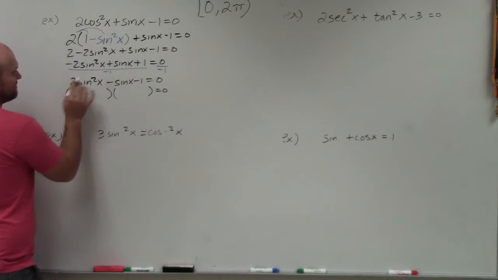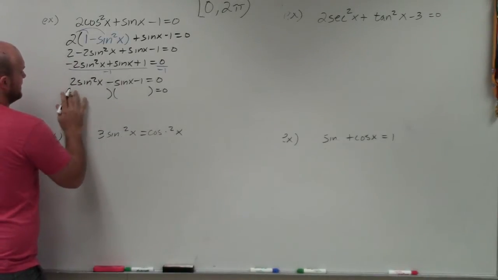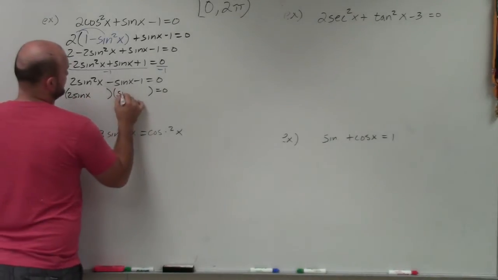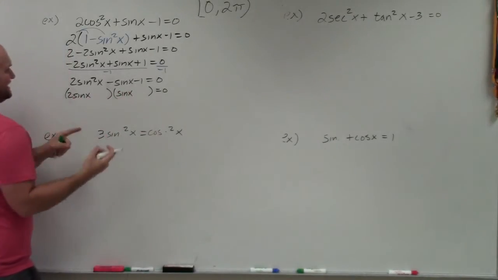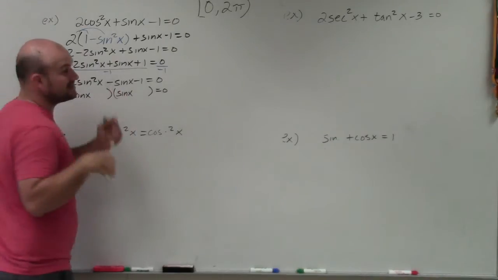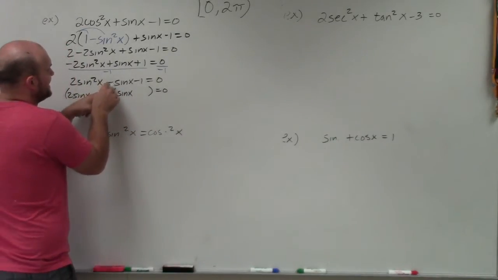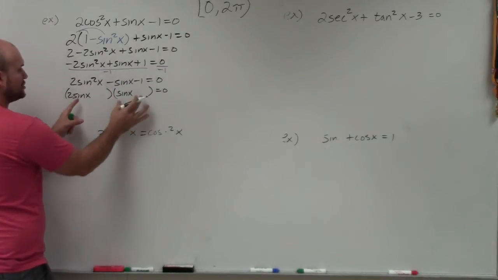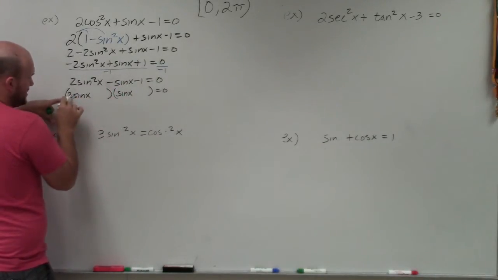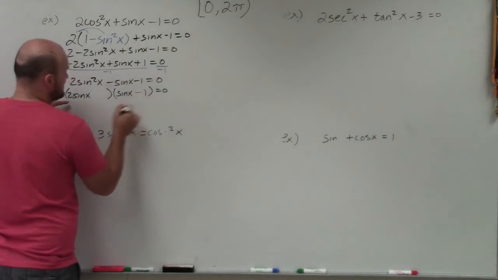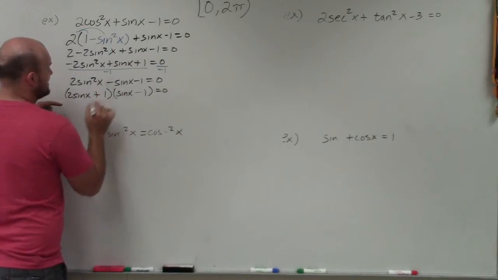But what I see is if my 2 first terms have to multiply to give me 2 sine of x, I am going to then write one as 2 sine of x and the other one as sine of x. I need 2 terms that are going to multiply to give me negative 1, so that'd be positive 1 and negative 1. However, the middle term has to add to give me negative sine of x. That means the larger product is going to be negative. So I'm going to multiply 2 sine of x times negative 1 and sine of x times positive 1.